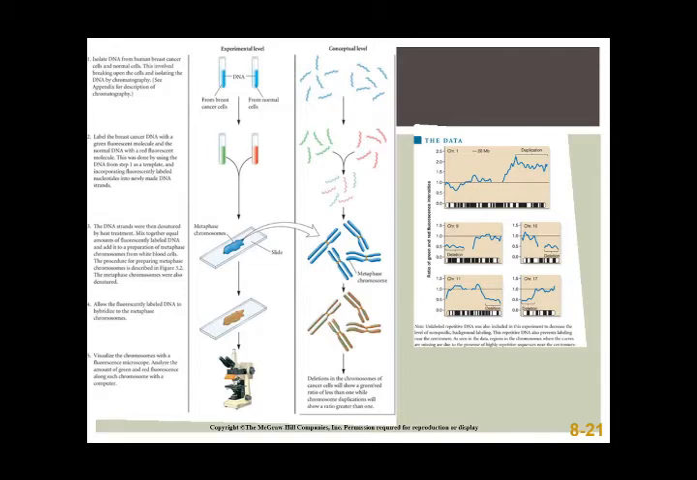Mix together equal amounts of fluorescently labeled DNA and add it to a preparation of metaphase chromosomes from white blood cells. The procedure for preparing metaphase chromosomes is described in figure 3.12. So the metaphase chromosomes will also be denatured. Next, allow the fluorescently labeled DNA to hybridize to the metaphase chromosomes. And lastly, visualize the chromosomes with a fluorescence microscope. Analyze the amount of green and red fluorescence along the chromosome with a computer.